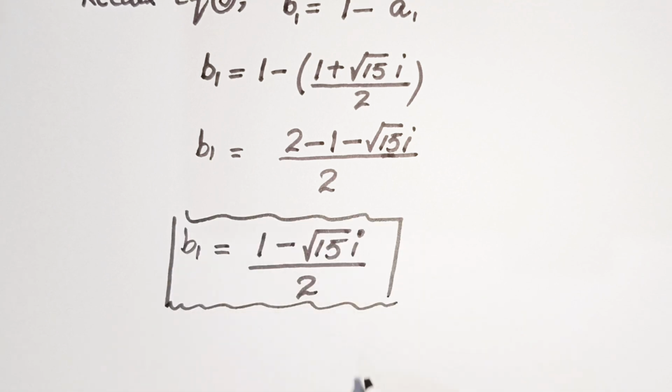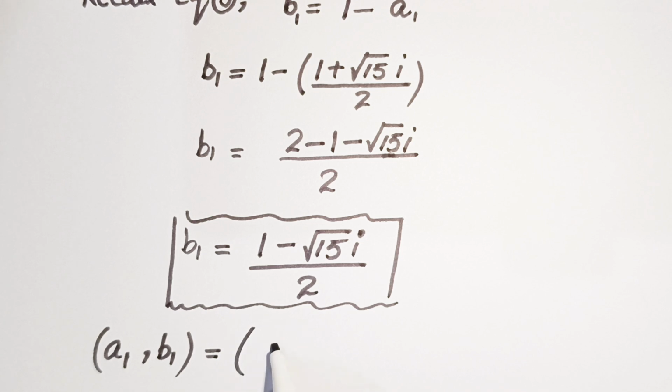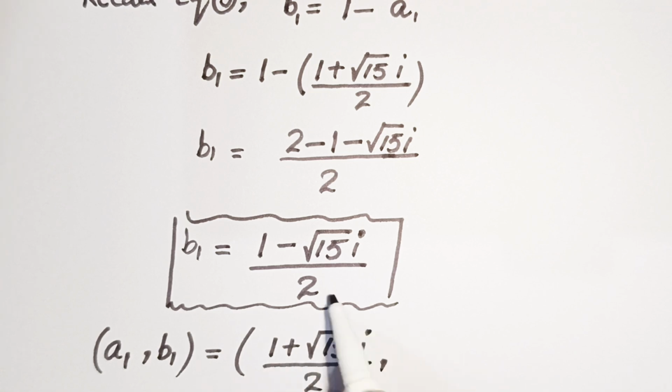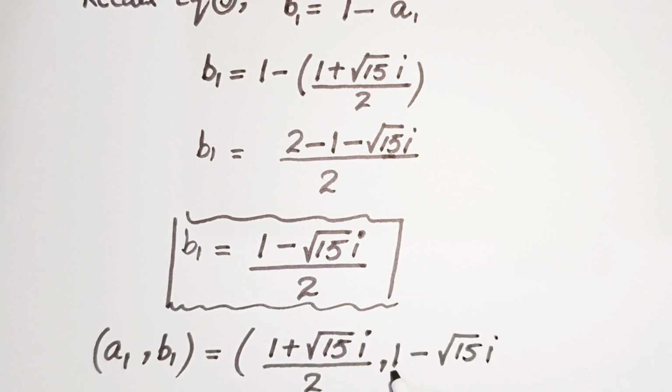We just write here we have two values of a and b, that is a1, b1, it is equal to, the value of a1 is 1 plus square root of 15 i, and when we put this value into equation 3, then we get the value of b1, which is 1 minus square root of 15 i all over 2.